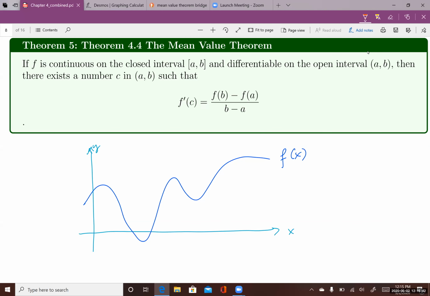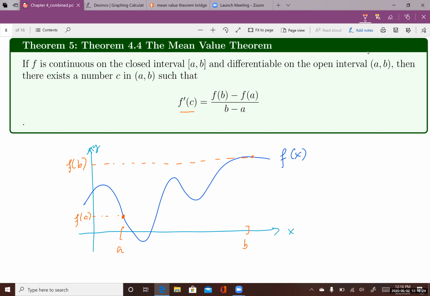This is a, and this is b. Okay, so I have f of a here, and I have f of b right here. Then what's next? Then there exists a number c in the interval from a to b. So there exists a value of x, which we call c, in this open interval from a to b, such that f prime of c equals f of b minus f of a divided by b minus a.